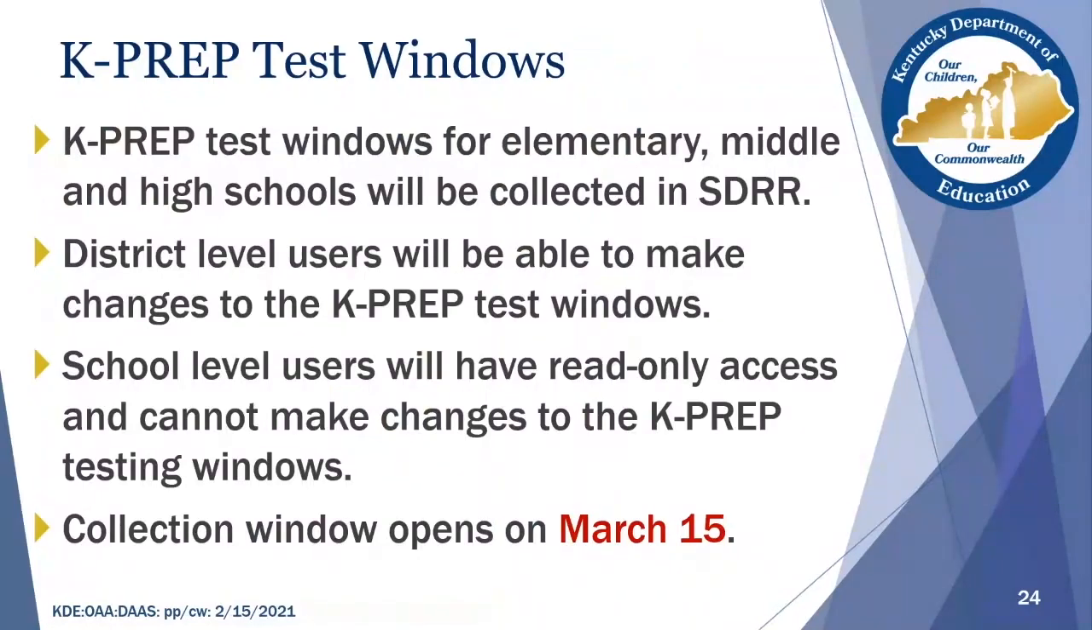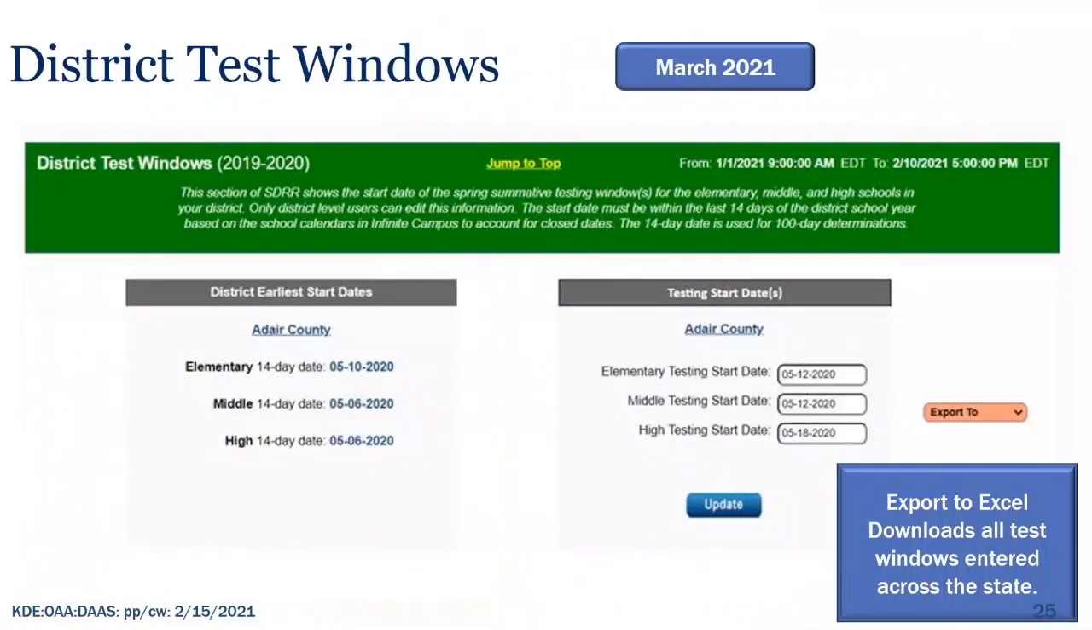DACs can change district test windows, but others, such as BACs, can only see the information. Enter the dates that each grade level, elementary, middle, and high, will begin testing. If the test windows are incorrect or the last 14-day date is incorrect, please contact your DAC. The 14-day date for the district earliest start dates is pulled from Infinite Campus weekly. This means that there will be one refresh of the calendar information from campus while the district test windows are open in Sdrr.